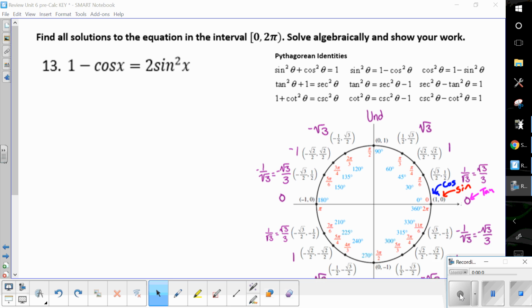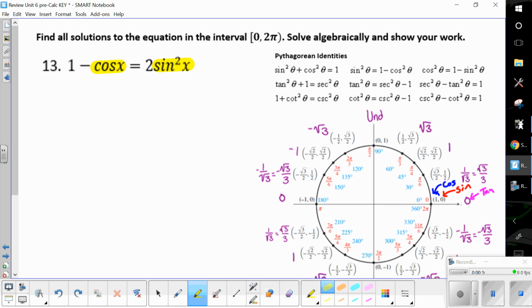Okay, in this particular problem, again, I'm trying to solve or factor. We're looking for answers on the unit circle. I do have an issue. I don't like that I have cosine and sine squared. I'm not going to be able to factor a problem like that if at all possible.